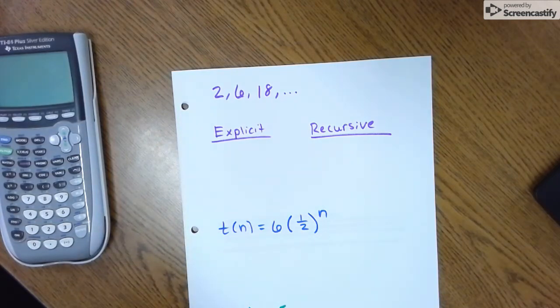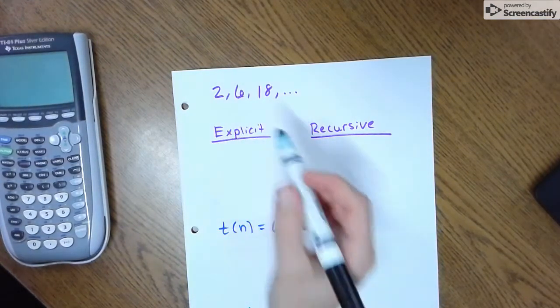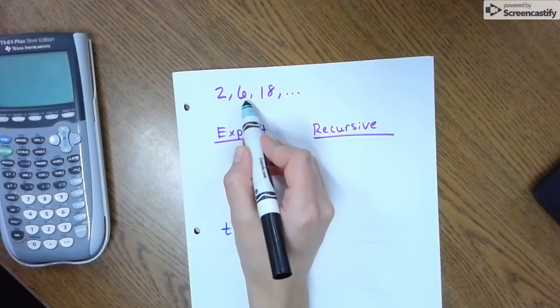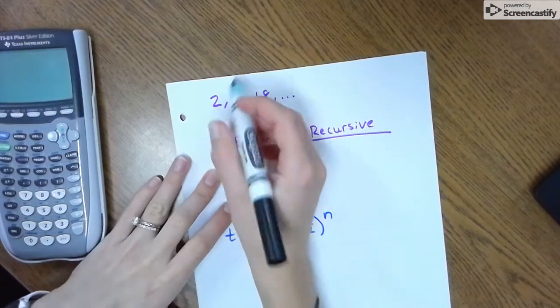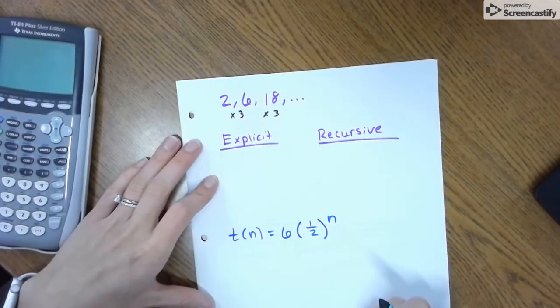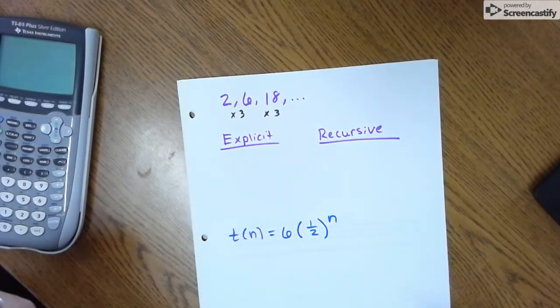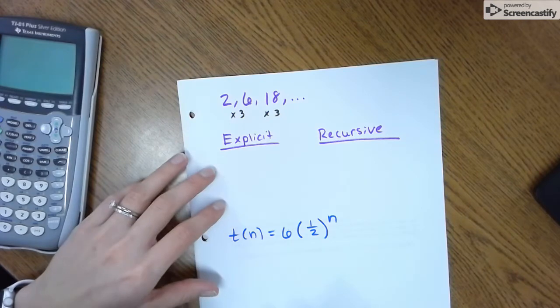All right, this video is going to be on writing equations for a geometric sequence. So I'm just going to start with this sequence up here. It goes 2, 6, 18, and then dot, dot, dot, so that pattern continues. It looks like we are multiplying by 3 to get from term to term. Again, that's how I could tell initially that it's geometric as opposed to arithmetic.